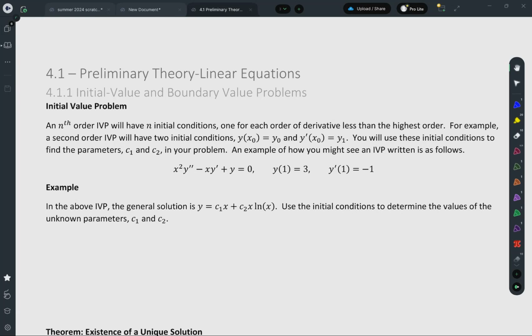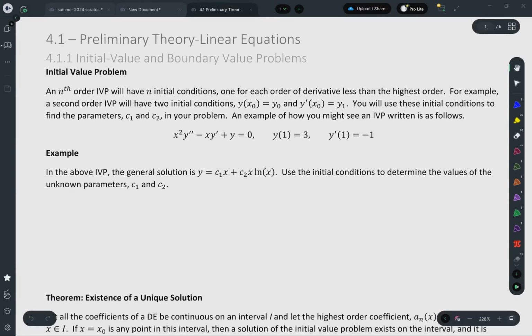So keep in mind, in section 4.1, we are not learning how to solve any differential equations. We are merely learning some of the theory, okay? So in this section, when we cover the initial value problem, it's very similar to what we were doing before with first order differential equations. But now with an nth order IVP, we will have to have n initial conditions, one for each order of derivative less than the highest order.